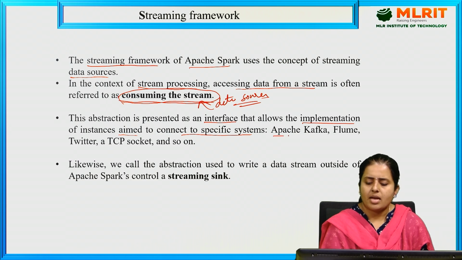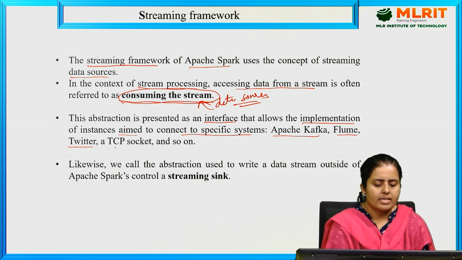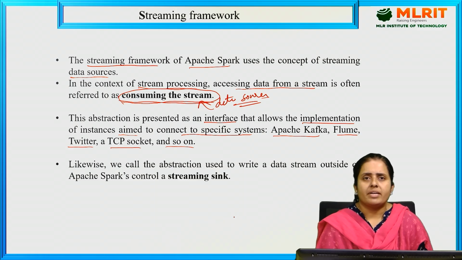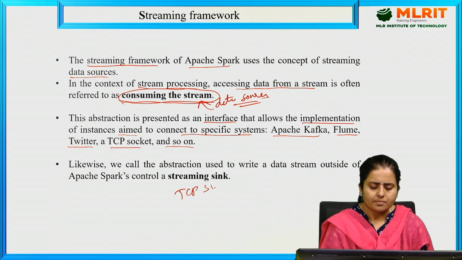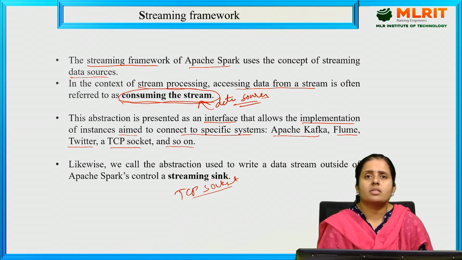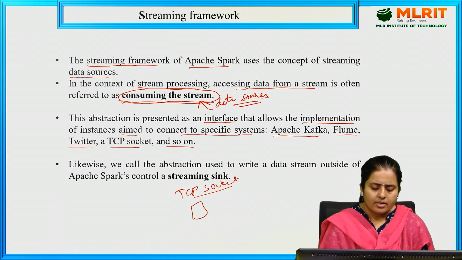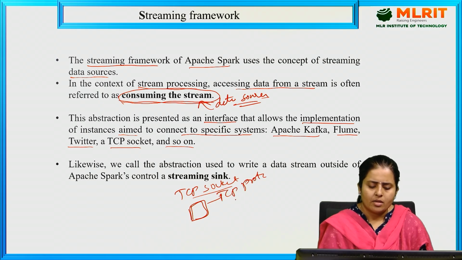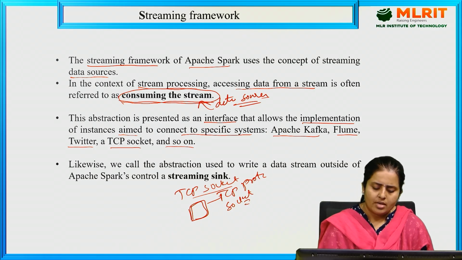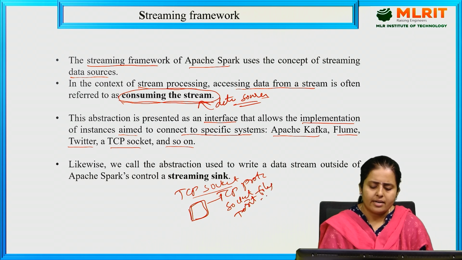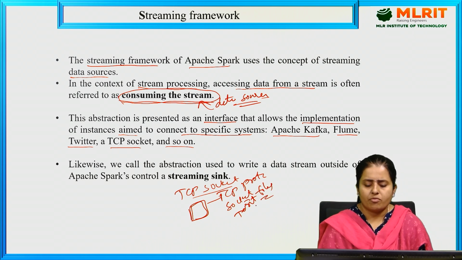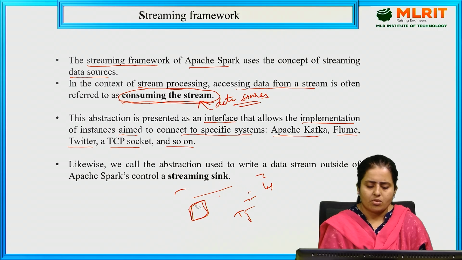Let us take examples: Apache Kafka, Flume, Twitter, a TCP socket, and so on. If we take the TCP socket, it works as a data source. Directly from the internet, using TCP protocols through a socket connection, we can generate the data in the form of text or other file formats, and on the spot we can count the number of words, or implement the logic on the data generated through the TCP socket.